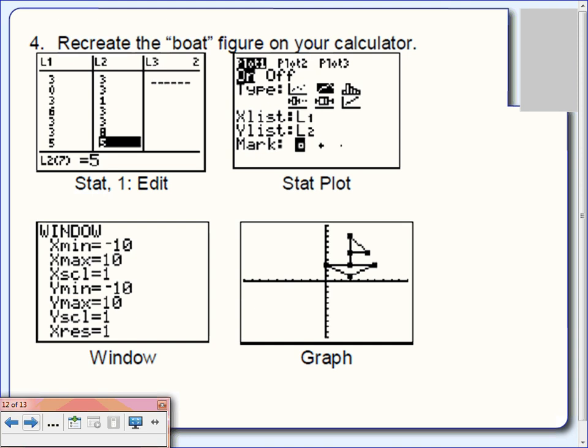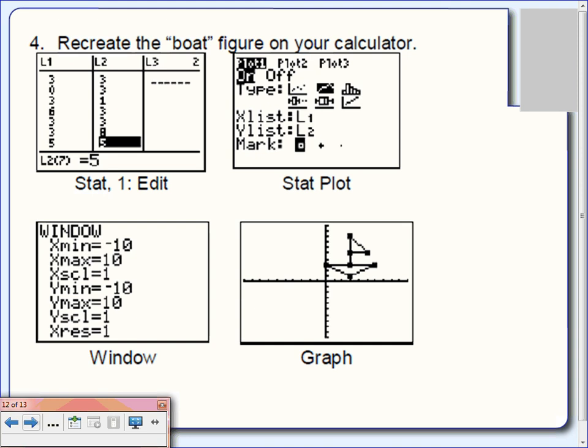All right, so here's the deal. You're going to recreate the boat using your calculator. Well, in order to do that, you've got to put your ordered pairs in somewhere. The question is where? Stat. Stat and then Edit. Underneath L1, you're going to put your X's. Underneath L2, you're going to put your Y's.